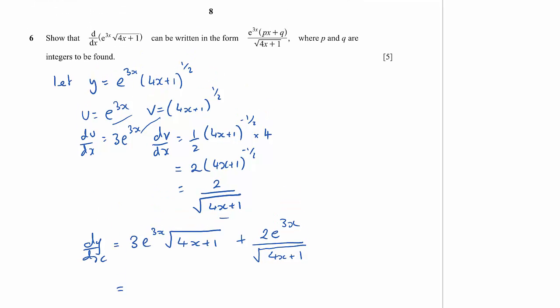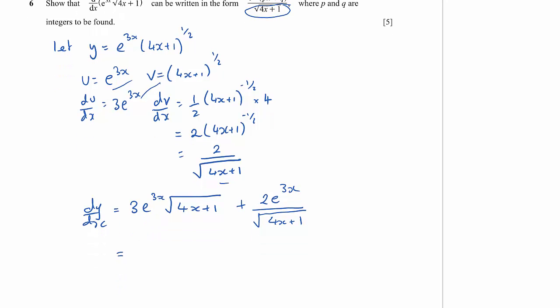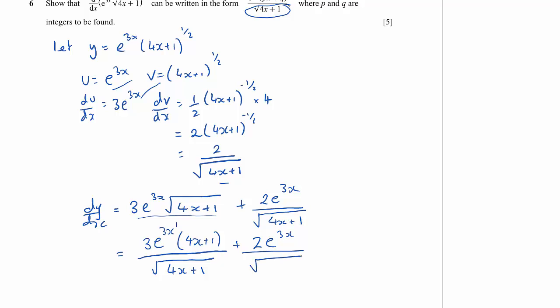So if we look at the expression that we've got here, it's all over the square root of 4x plus 1. So with this first term, I want to write it over the square root of 4x plus 1. And I do that by multiplying top and bottom, if we think about this as being over 1, top and bottom by the square root of 4x plus 1. So this would be 3e to the 3x. And then if we multiply that by the square root of 4x plus 1, we just get 4x plus 1. Plus 2e to the 3x over the square root of 4x plus 1.